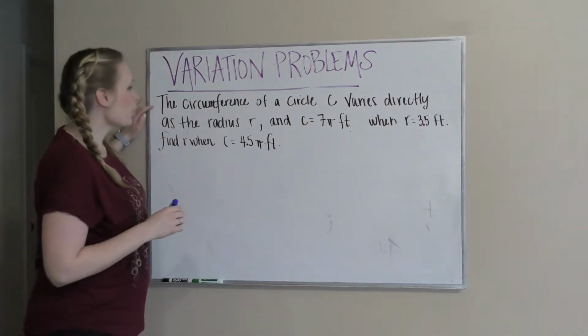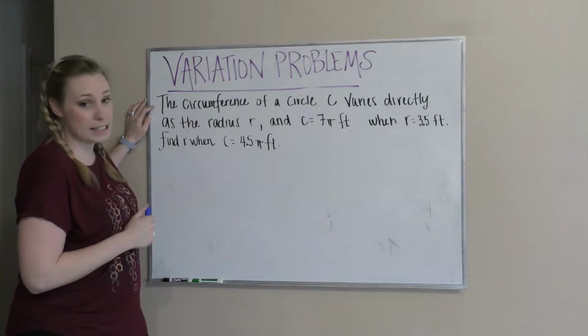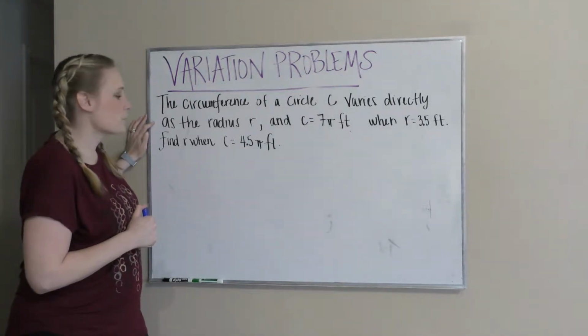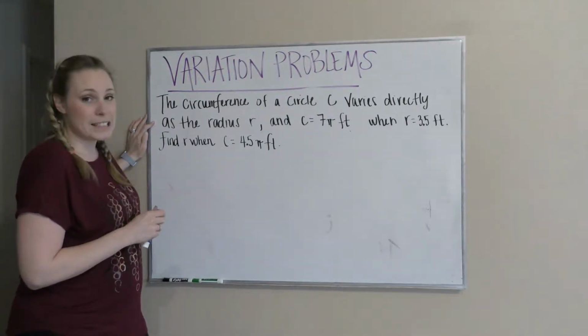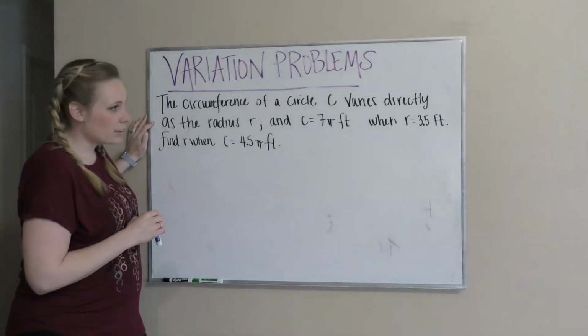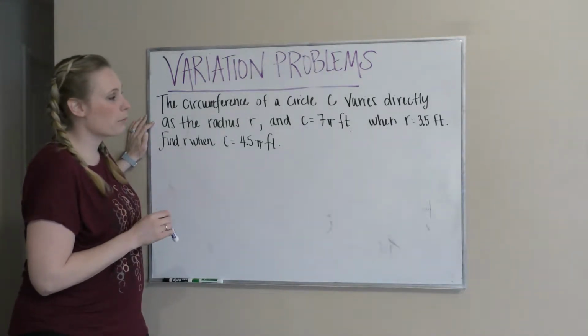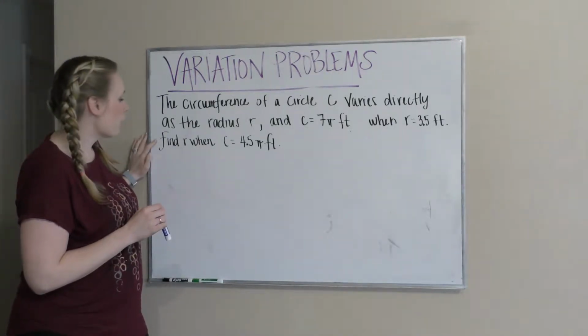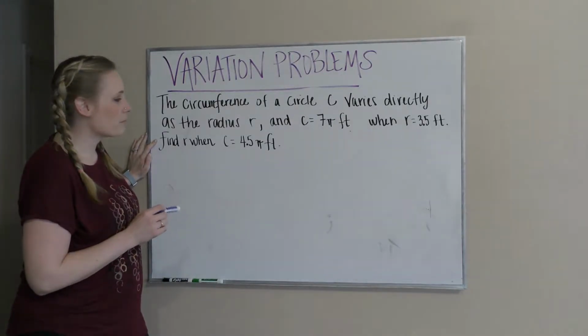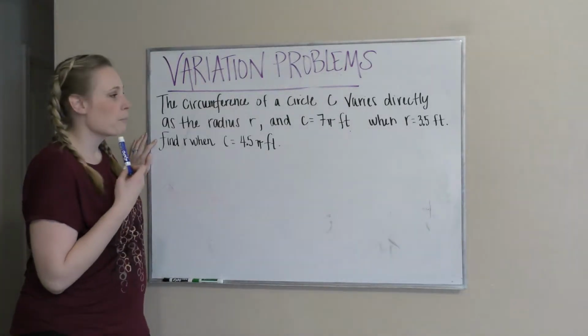So the circumference of a circle, C, varies directly as the radius r, and C equals 7 pi feet when r equals 3.5 feet. Find r when C equals 4.5 pi feet.